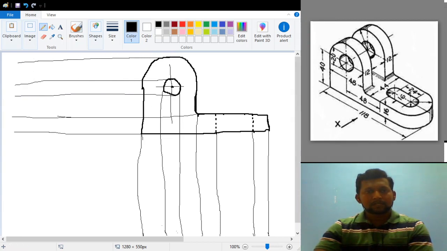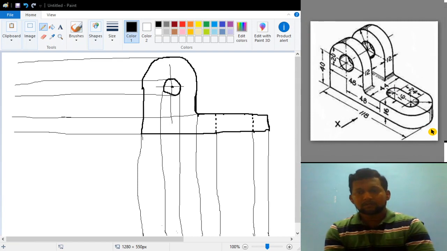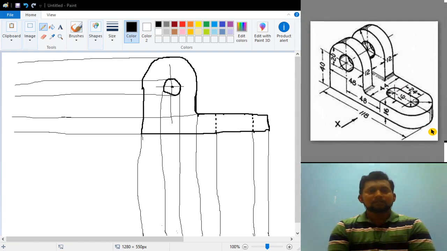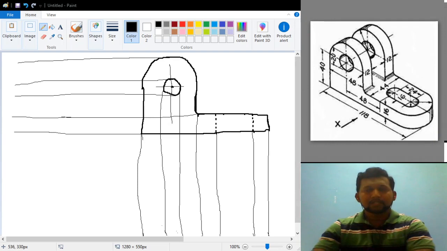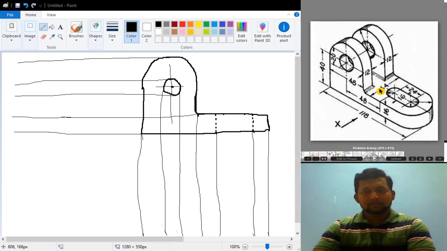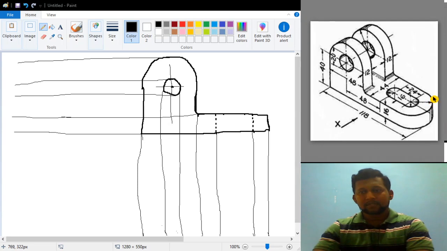I hope you understand why I am drawing the side view on the left side. Because in the isometric view that is given to us, the side view you are able to see is the right hand side view, which we have to draw on the left side of the front view. So I am going to start the top view. Take a comfortable distance. Let me start from here.